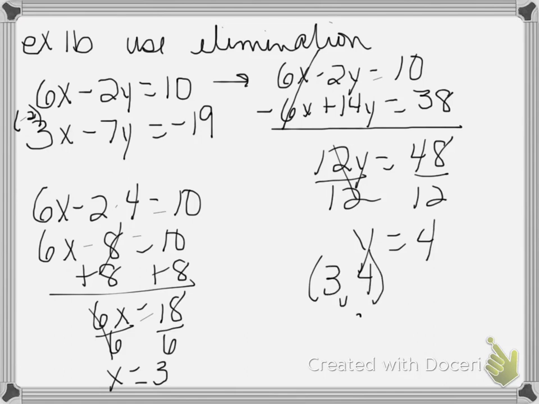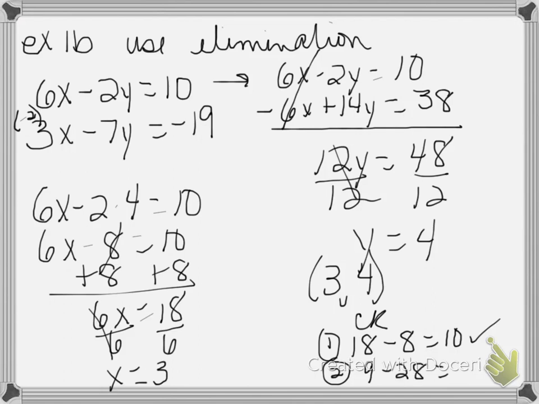Okay, let's check this one. In equation 1, I'm going to plug it into the original equations. 6 times 3 is 18. Negative 2 times 4 is a negative 8. And 18 minus 8 is equal to 10. And the second equation, 3 times 3 is 9. Minus 7 times 4 is 28. And 9 minus 28 is a negative 19. And that's true.